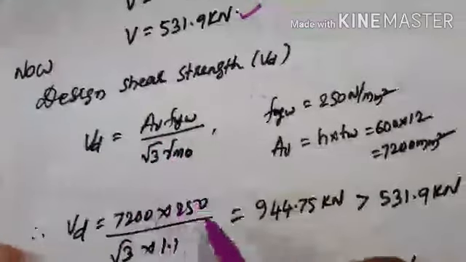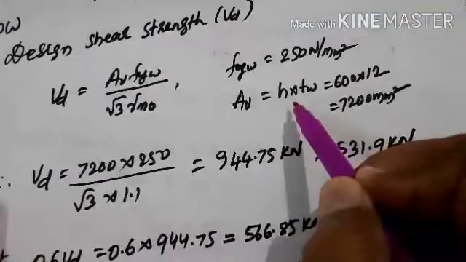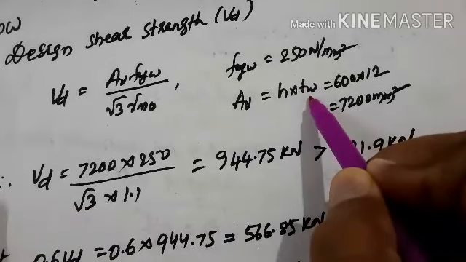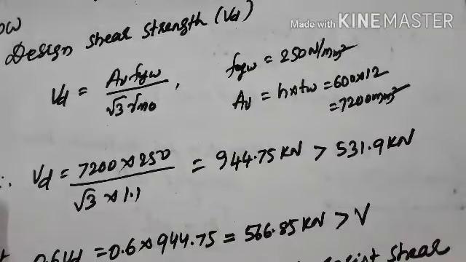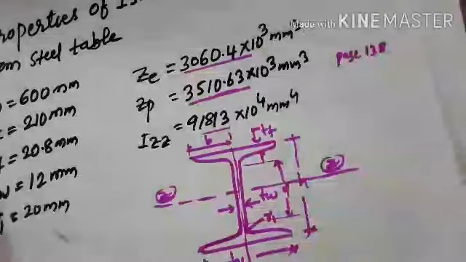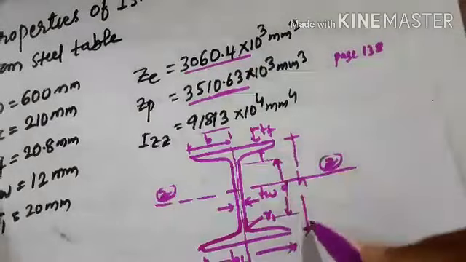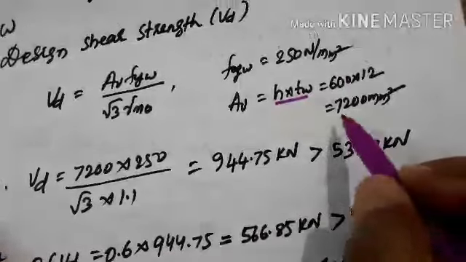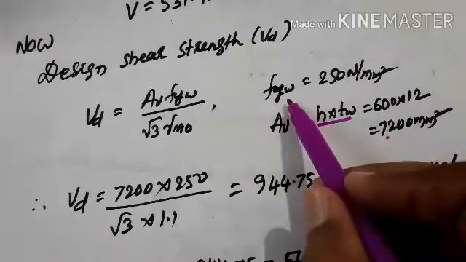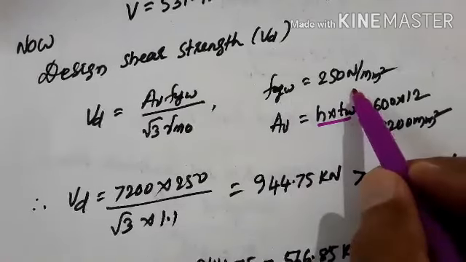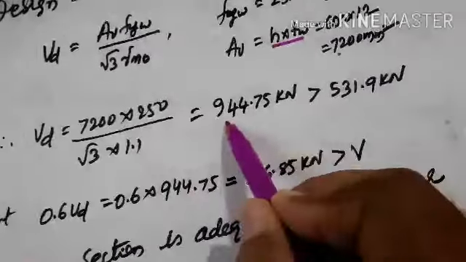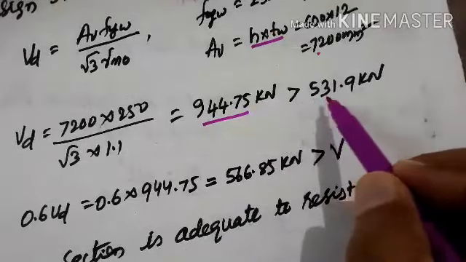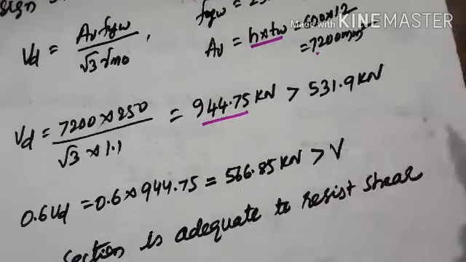Since it is a hot rolled section, Av can be written as H into tw, that is the overall depth into thickness. You have to take the overall depth up to here into the thickness of the web. Okay, so overall depth into thickness, calculate that area. Fyw is the yield stress of the web material. Then substitute here, and the design shear strength we got is 944.75 kilonewton, which is more than 531.9 kilonewton, hence safe.